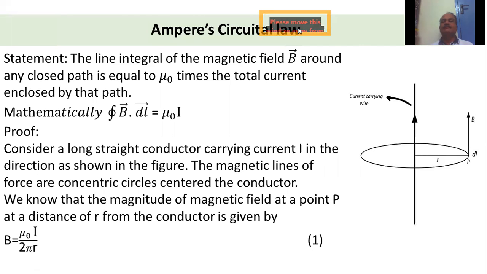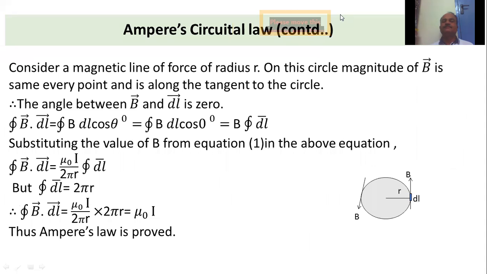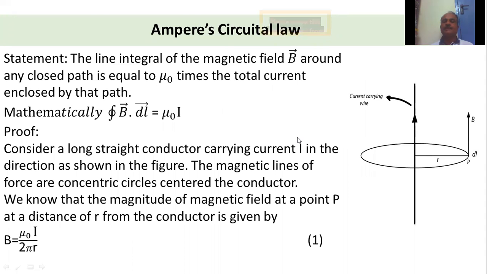So this is Ampere's circuital law. Here the statement of Ampere's circuital law is given like this: the line integral of the magnetic field B around any closed path is equal to mu naught times the total current enclosed by that path.